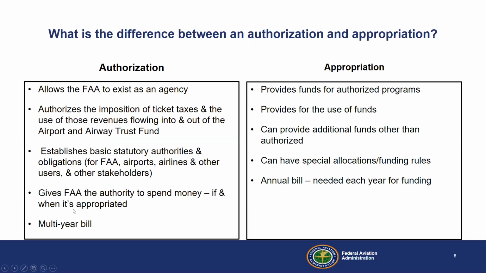So what's the difference between an authorization and an appropriation? 2 of these pieces of legislation the FAA needs. One is how we are an agency. It's kind of the permission to be who we are. It authorizes us to collect money. It authorizes us to have authorities. It authorizes us to spend the money when we get it.